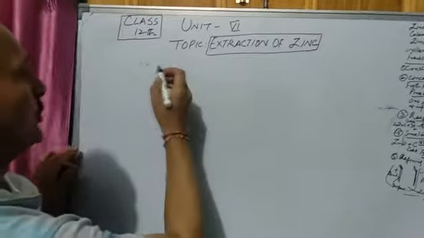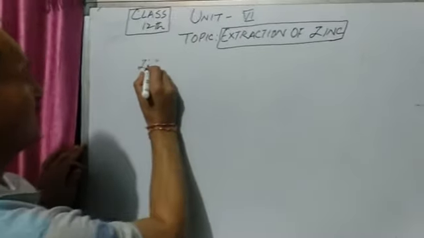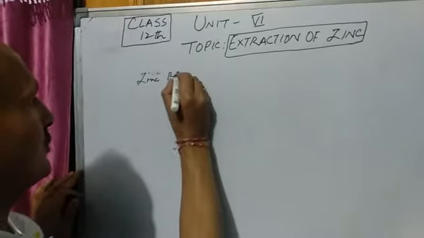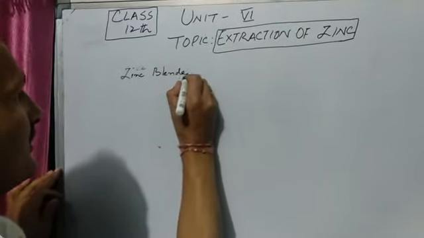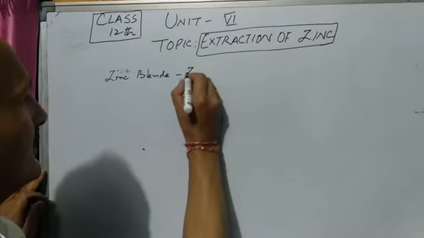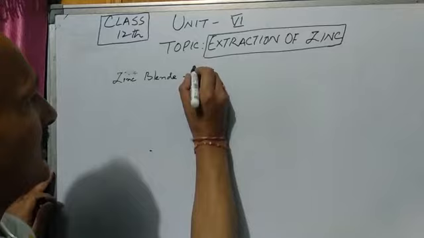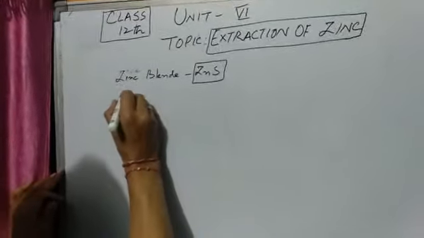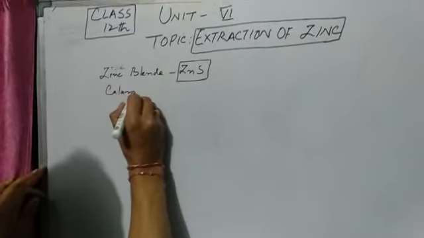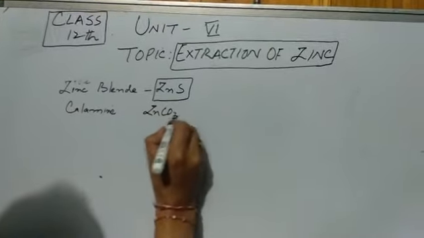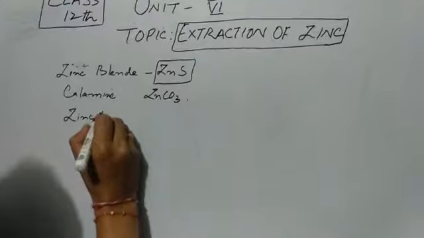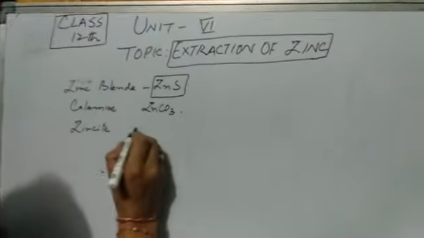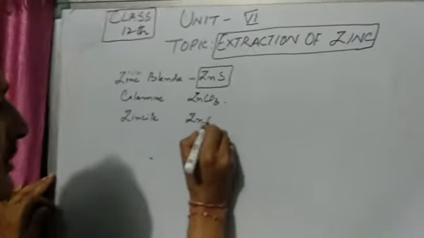Zinc has many ores like zinc blende. Zinc blende is one of the ores of zinc having chemical formula ZnS. This is also known as sulfide ore of zinc since it contains sulfur. Then we have another ore of zinc, it is calamine, having chemical formula ZnCO3, that is zinc carbonate. Then one more ore of zinc is zincite, having chemical formula as ZnO.